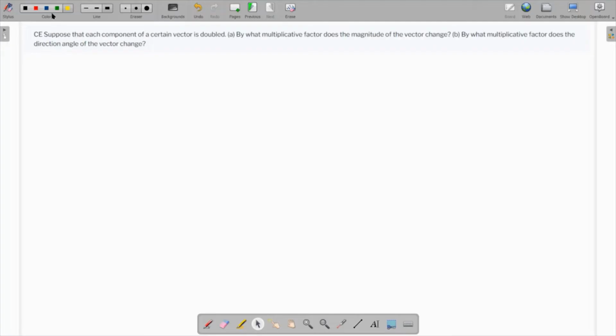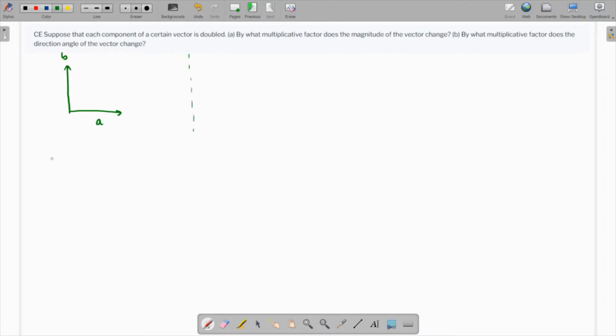In this question, suppose that each component of a certain vector is doubled. So by what multiplicative factor does the magnitude of the vector change? Let's call a vector to be like this. There is a horizontal component A and a vertical component B.